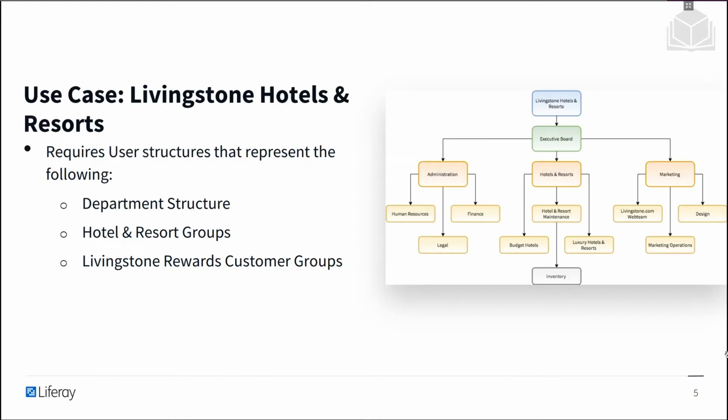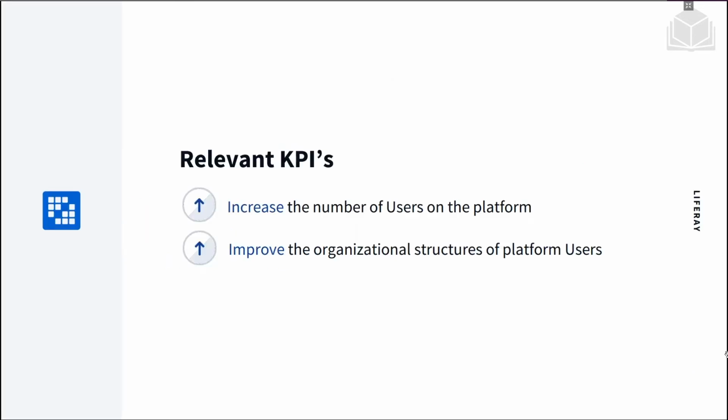Our use case pertains to the Livingston Hotels and Resorts organization. This is a large hotel chain that needs user structures to represent their department structure, their hotel and resort groups, and their rewards customers. The relevant key performance indicators for the Livingston organization are first, they want to increase the number of users on their platform, and second, they want to improve the organizational structures of their platform users.